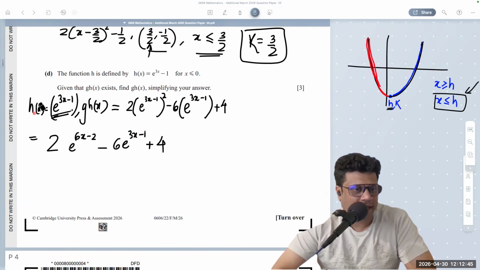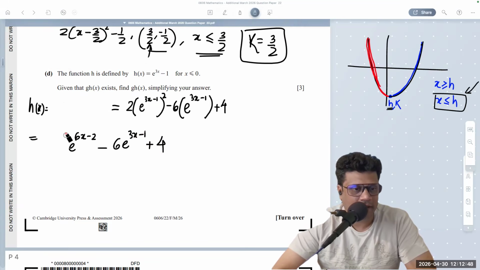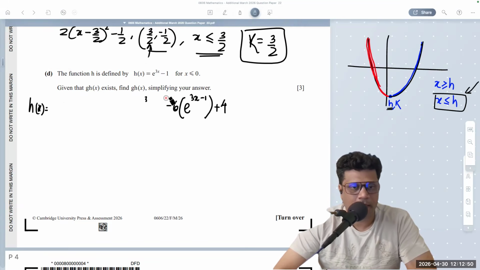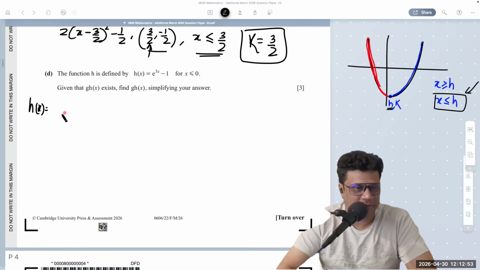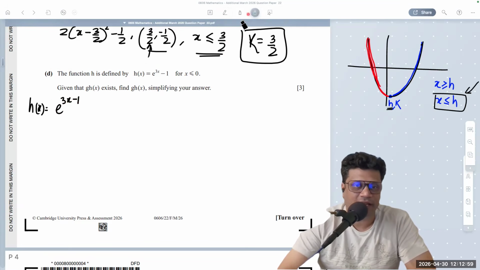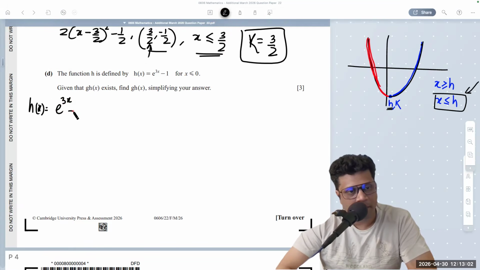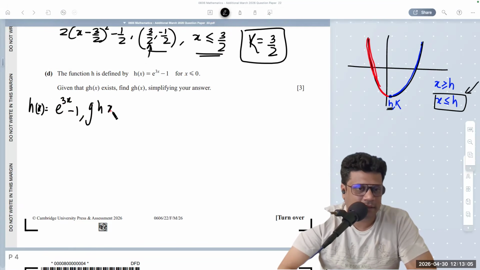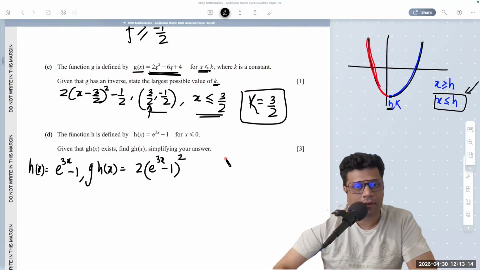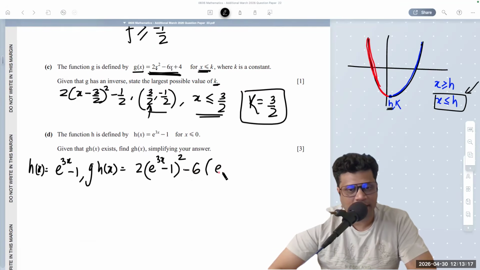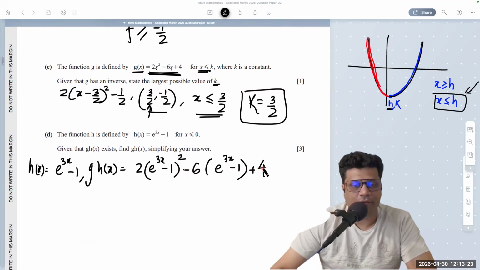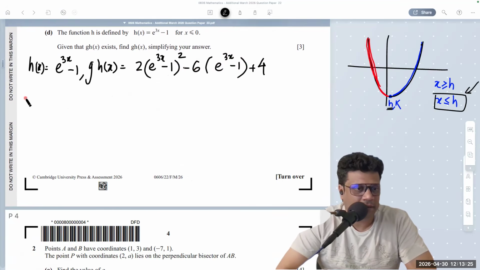Oh, there is a mistake that I've made here in the way I write hx. So, like I told you, there are many places one may lose marks. It was not e to the power of 3x minus 1. It was actually e to the power of 3x minus a 1. And now GHX is going to be 2 times e to the power of 3x minus 1 whole squared, minus a 6 times e to the power of 3x minus a 1, plus a 4.